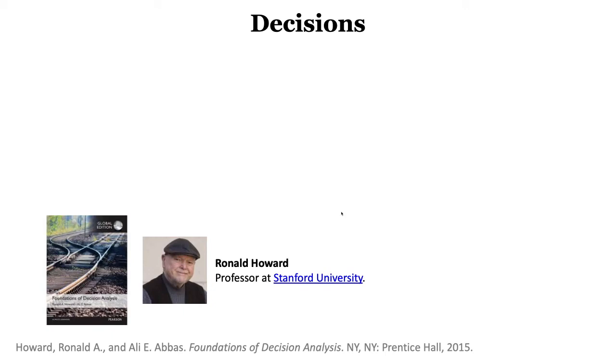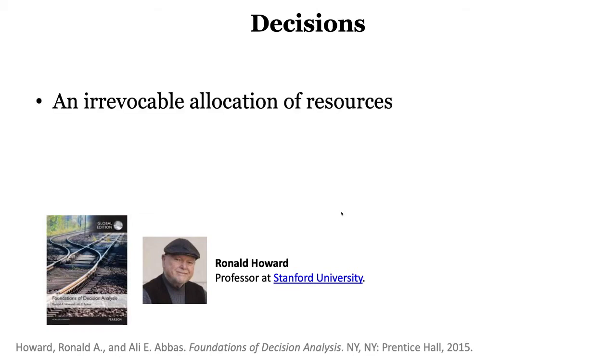Decision analysis is a rather old approach, which started really gaining ground in the 1950s. This is one of the lead authors, a professor at Stanford, Ronald Howard, who wrote a book, Foundations of Decision Analysis. That's worth a read. It's a heavy book, but it's really interesting. And decisions, what are they? Really, that's the first thing we need to identify.